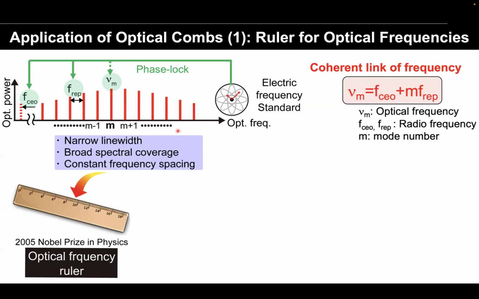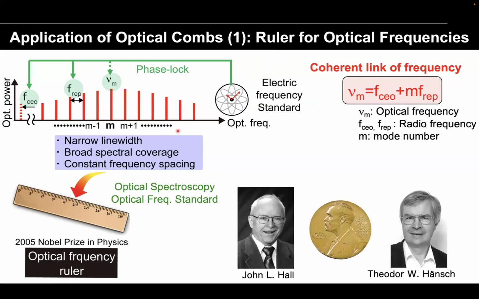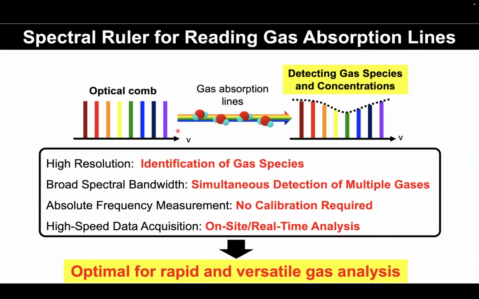This approach revolutionized the field of optical frequency metrology, such as optical spectroscopy and the optical frequency standard, leading to the Nobel Prize in Physics 2005. For example, the optical comb can be used as a spectral ruler for reading gas absorption lines. When the comb passes through a gas, the gas absorbs the light at specific wavelengths. This generates a dip in the comb spectrum.